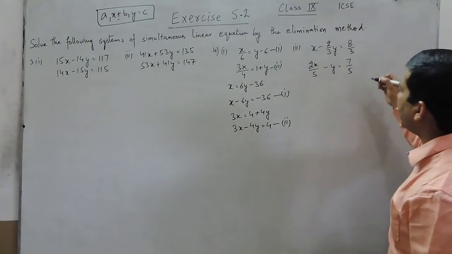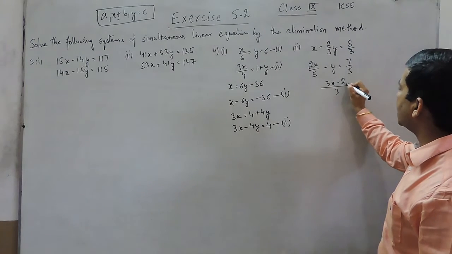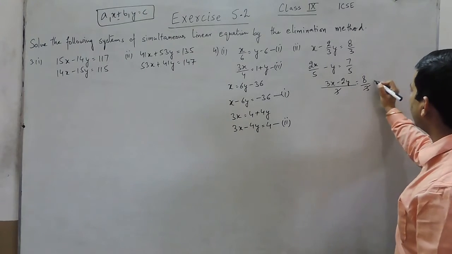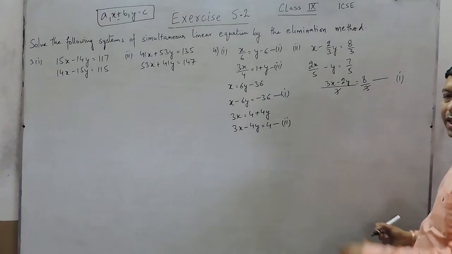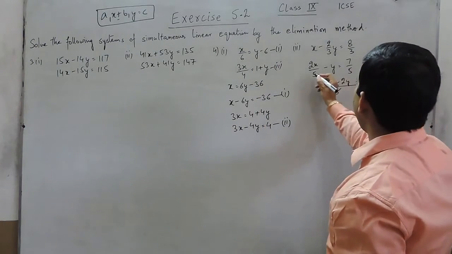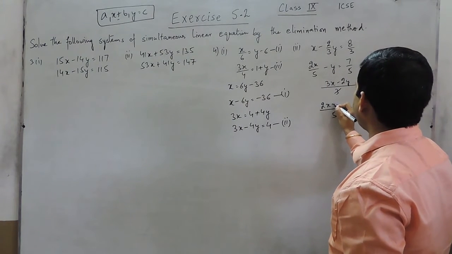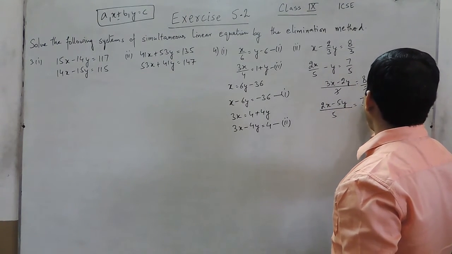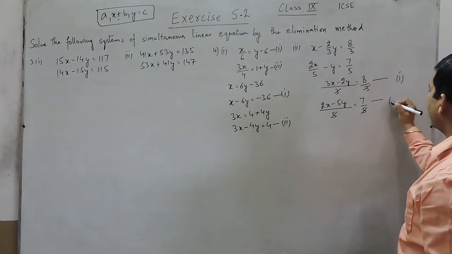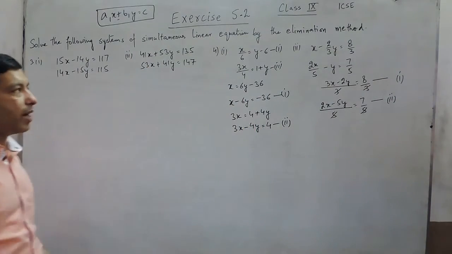Again, if we look at the first equation, take 3 as the LCM. It is 3x - 2y = 8/3. If we cancel out this 3, this comes out to be the first equation in the format of a1x + b1y = c. Same way, if we take 5 as the LCM in the second equation, it is 2x - 5y = 7/5. Cancel it out by this. So 2x - 5y = 7 comes out to be the second equation. Now all the equations I have written in this format.